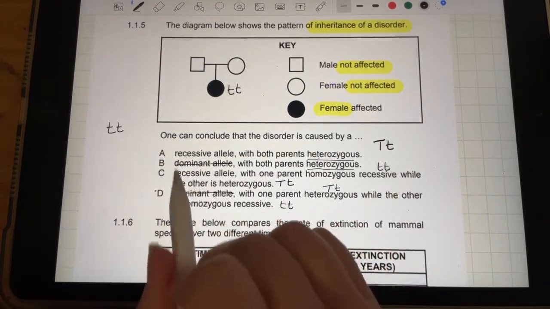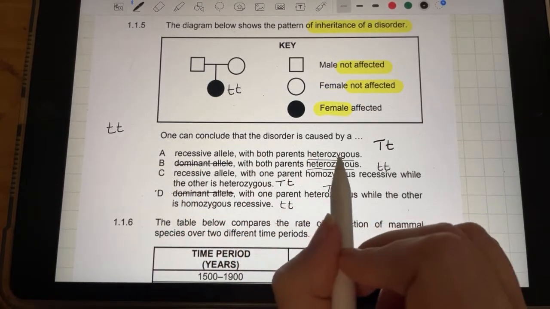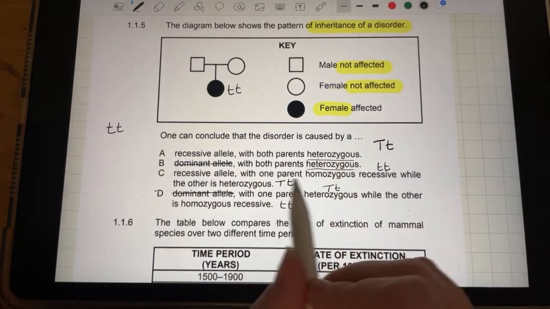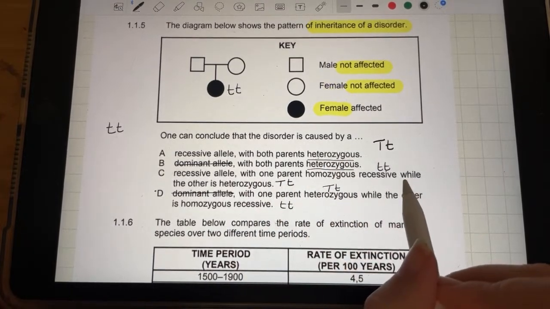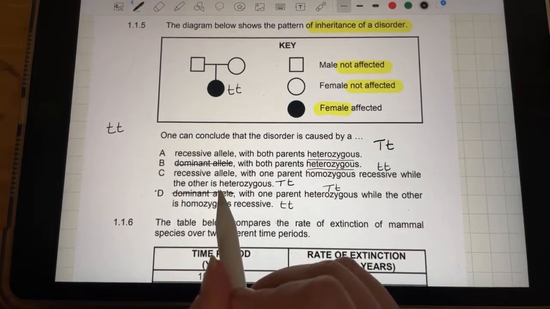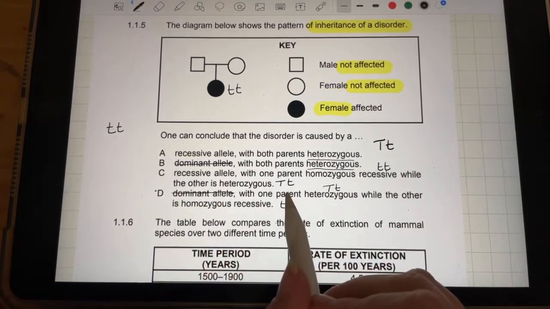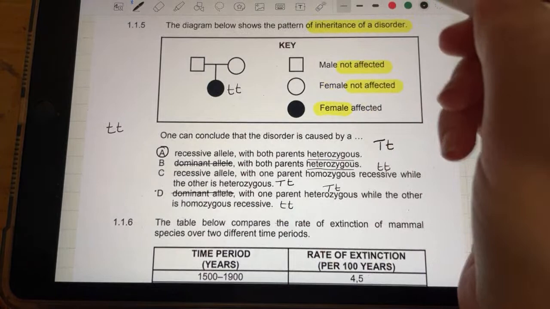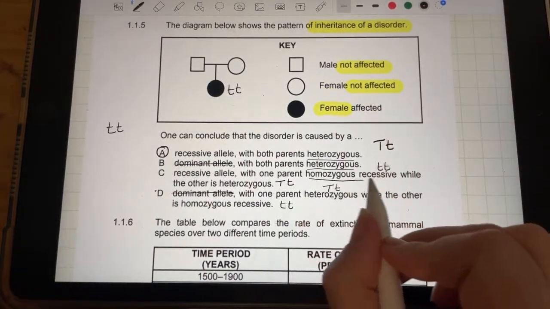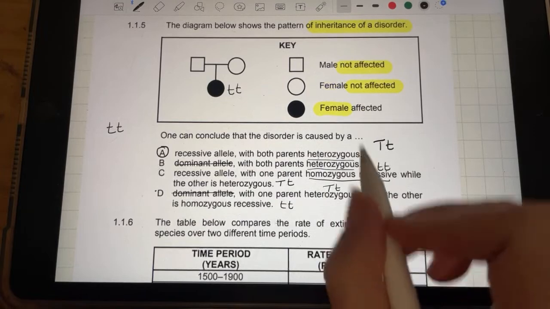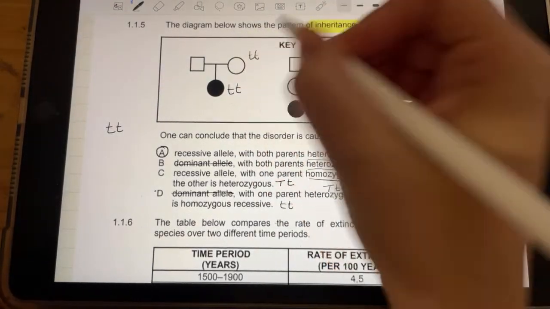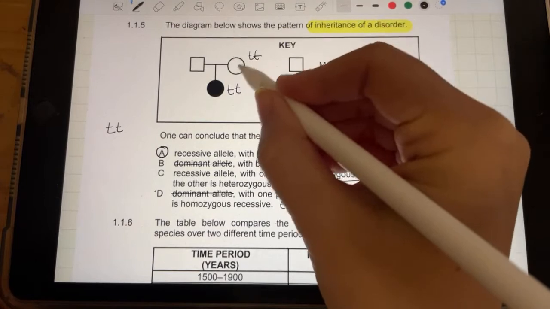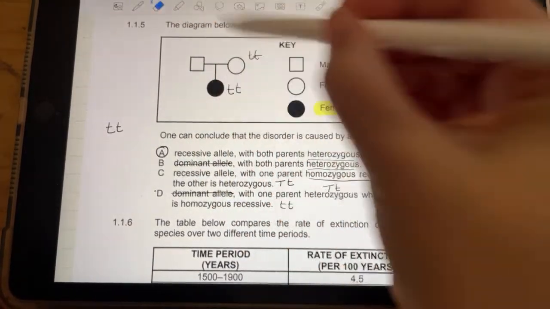So I definitely know it's one of these two, A or C, but now it says where both parents are heterozygous, or where one parent is homozygous recessive while the other is heterozygous, right? Now, I'm going to say the answer is A, because if we went with this one here, one parent is two small t's, it would mean that they would also be affected, right? But they're not affected. This mom or this dad is not colored in. So it can't be that.